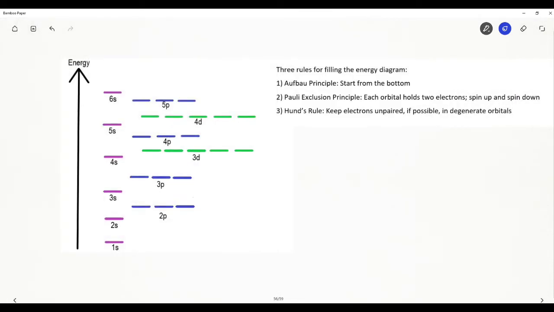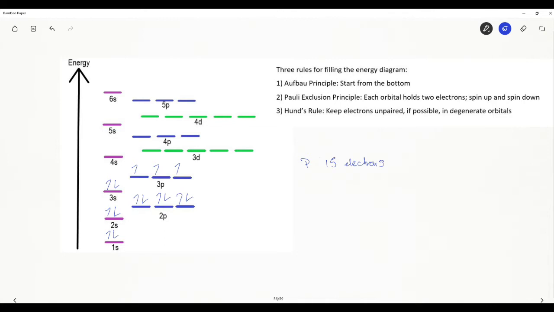Okay, let's do an element with more than 5 electrons. Let's do phosphorus. Phosphorus has 15 electrons. Of course, I'm going to start in the 1s, and I'm just going to fill this energy diagram until I reach 15 electrons. Okay, 1, 2, 3, 4, 5, 6, 7, 8, 9, 10, 11, 12, 13, 14, 15. So this is the energy diagram for phosphorus.